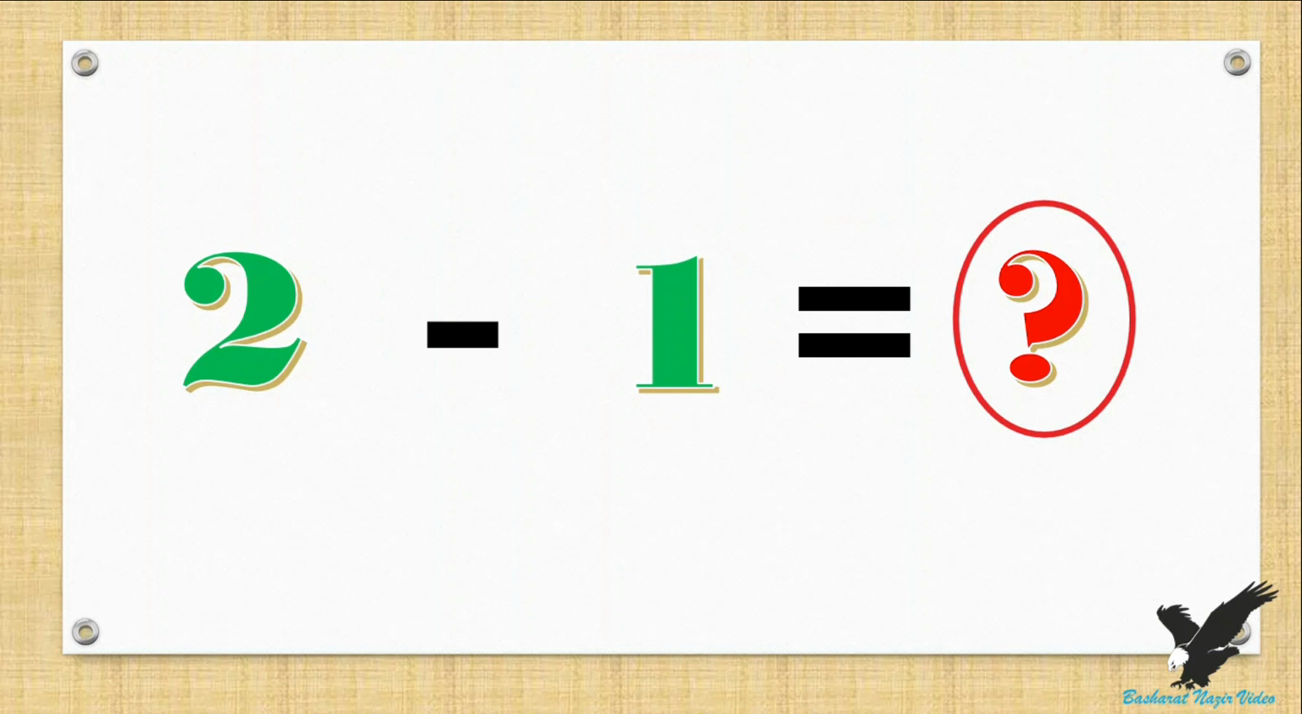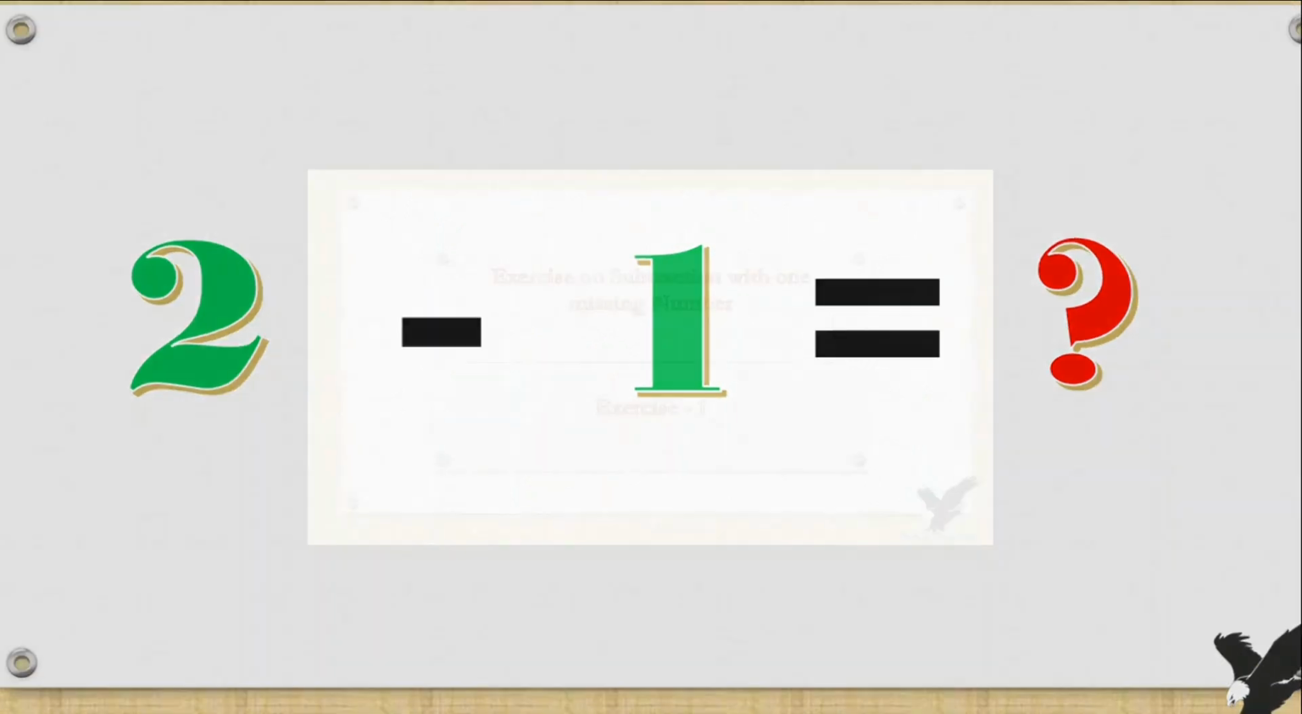Because both sides are equal, you only have to subtract the two numbers on the left side, to get the value of the right side missing number. So, let us get started with the exercise.